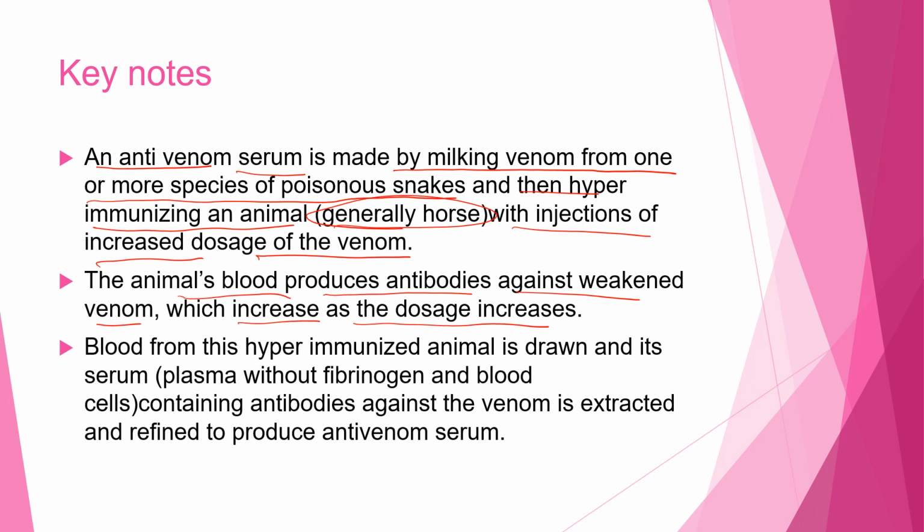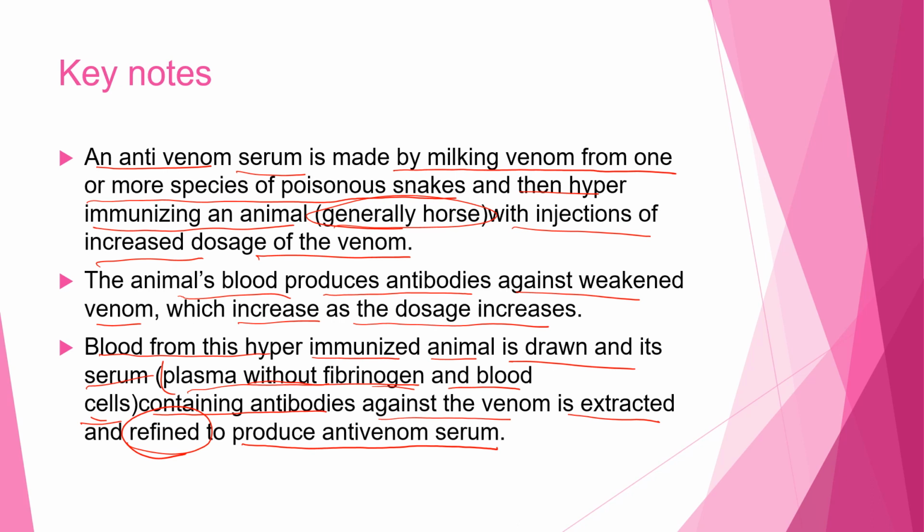The amount of antibody in the blood increases as the amount of venom injected is increased. The blood from this hyper-immunized animal is drawn, and its serum, the plasma without fibrinogen and the blood cells, is separated. This serum, which contains the antibodies against the venom, is extracted, refined, and then used to produce the anti-venom serum.